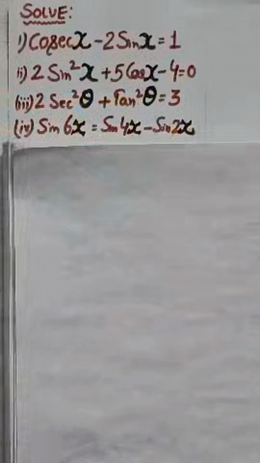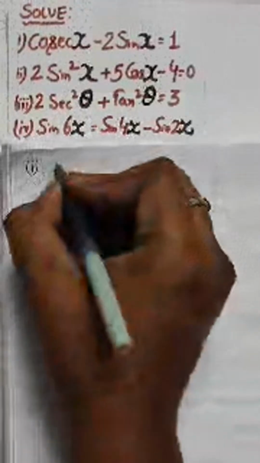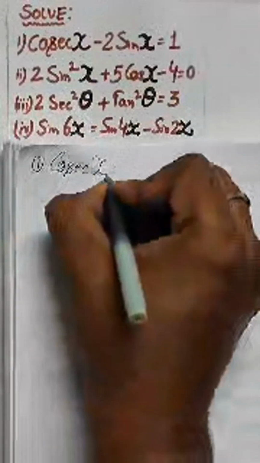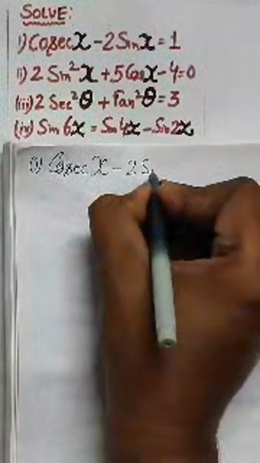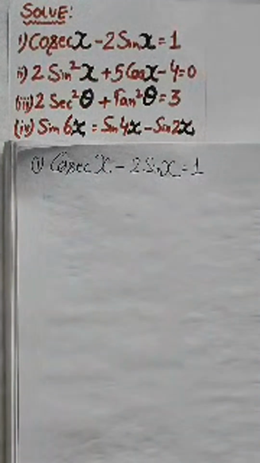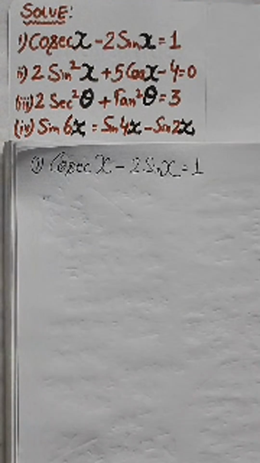Okay, the first question is that cosec x minus 2 sin x equal to 1. This is the question, right?